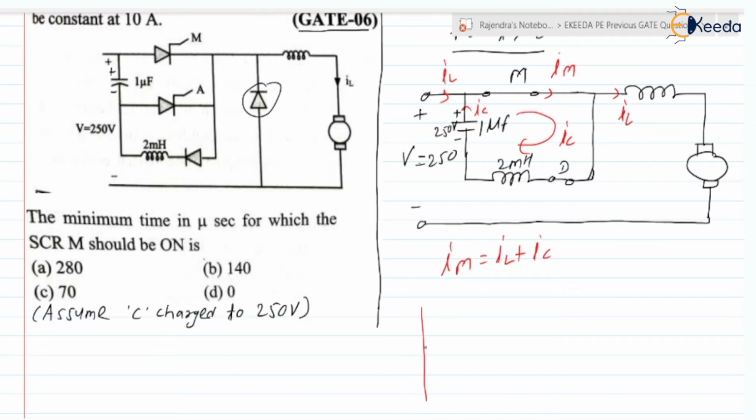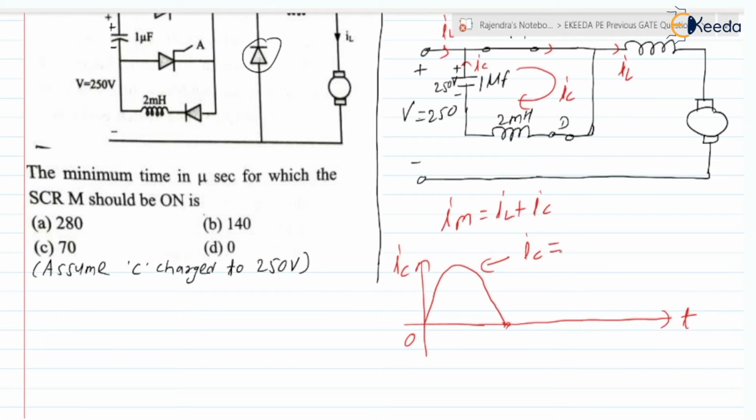If we draw the waveform of the capacitor current IC, it will be like this, starting from time t 0. This is the waveform for the current flowing through the capacitor, IC. This waveform has an expression: the voltage across the capacitor, that is 250, into square root of C by L into sine of omega 0 t. Because in this circuit, when the capacitor discharges, we have only the inductor, so the expression for the current will be sinusoidal.